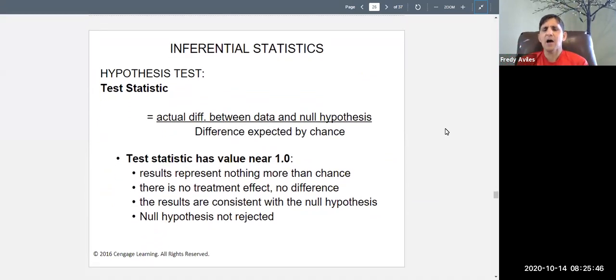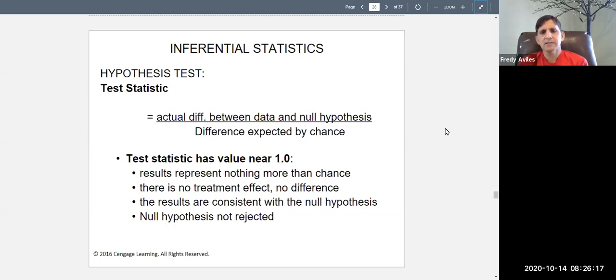A little bit here about how the math works, okay? But I'm not really using any math here. I'm just explaining it without the math. So the test statistic, the hypothesis test, what it actually tests, what it looks for, is that it compares the actual difference between the data and what the null hypothesis says. That difference is divided by the difference you expect by chance.